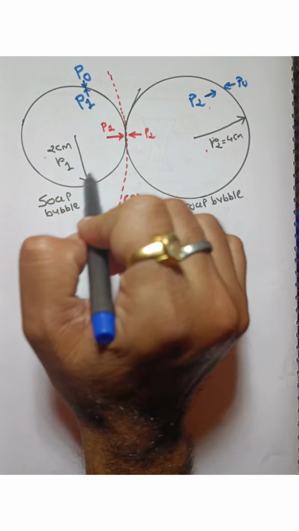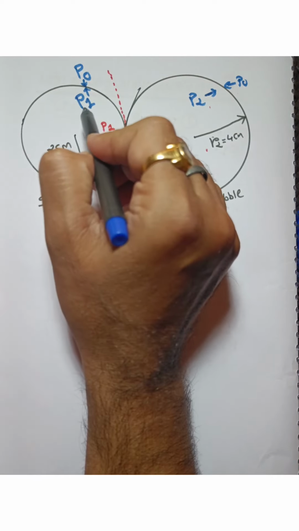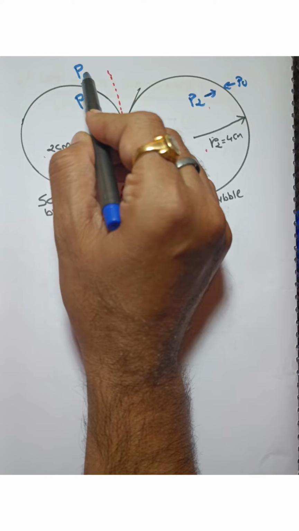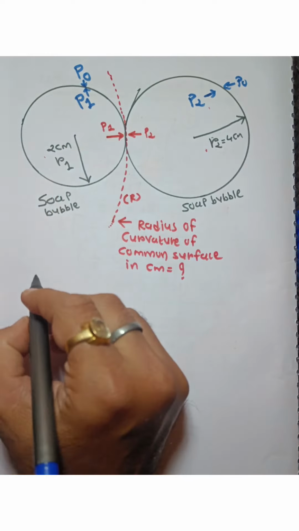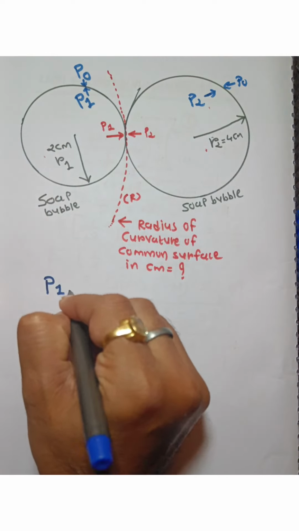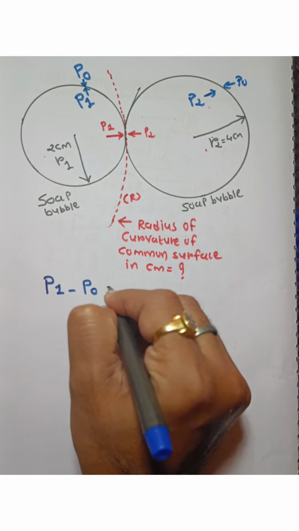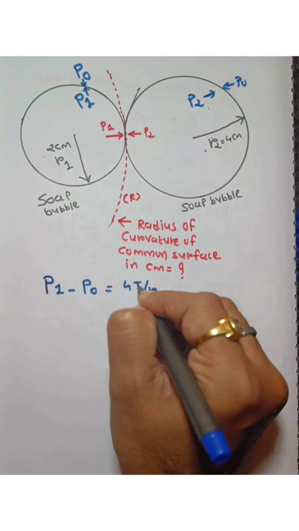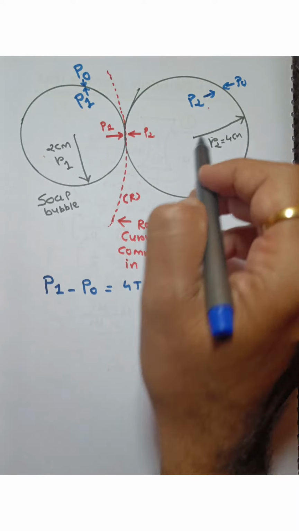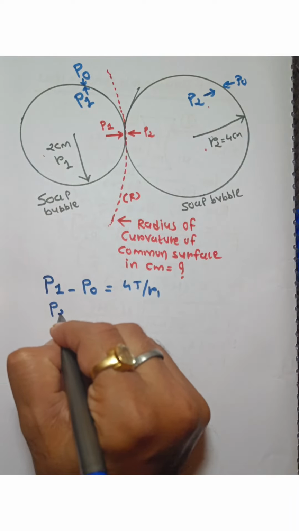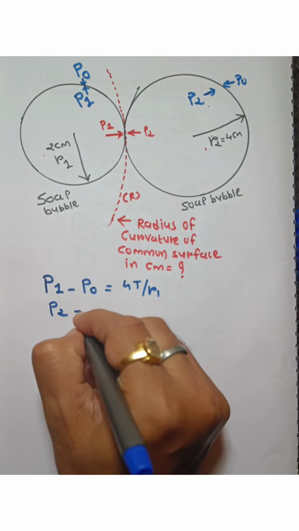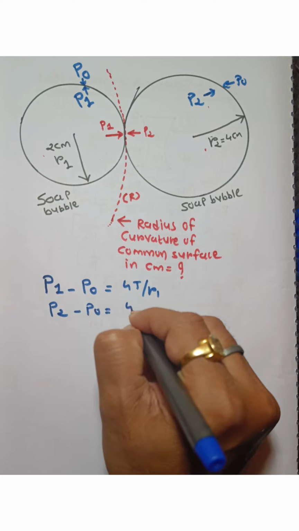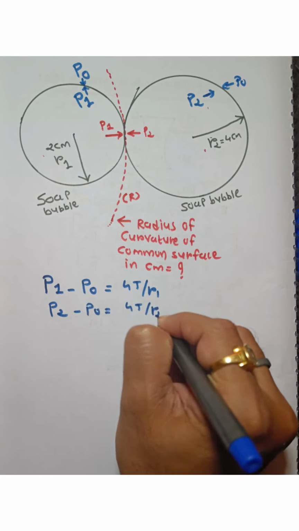So here for the first soap bubble, the internal pressure is P1 and the external pressure is P0. So for the first soap bubble, P1 minus P0 is equal to 4T upon R1, where T is the surface tension of the soap bubble. For the second soap bubble, the internal pressure is P2 and the external is P0. That is equal to 4T upon R2.